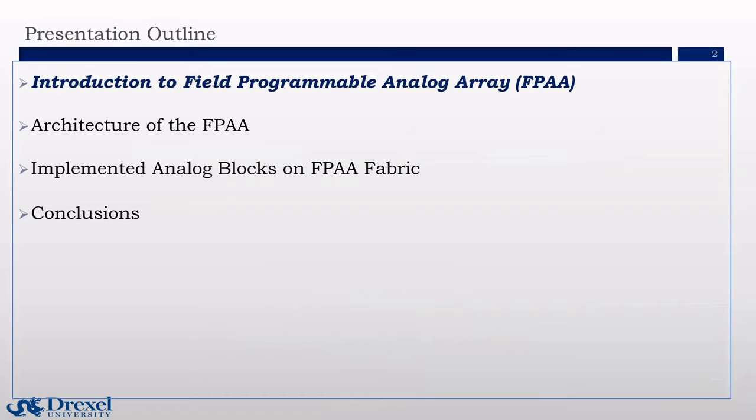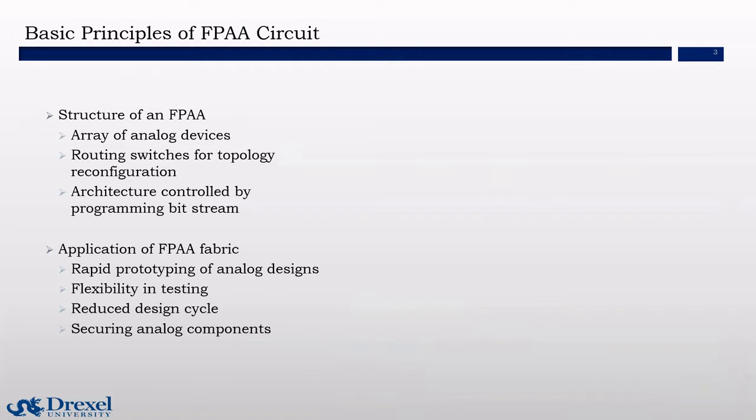My talk will start with an introduction to the Field Programmable Analog Array. The field programmable analog array is an array of analog devices. Routing switches are usually added to configure the FPAA into different applications. The bit stream is used to program the FPAA fabric. By implementing analog designs on the FPAA, the designer is able to prototype an analog design faster. Other advantages include flexibility in testing, reduced design cycle, and secure analog components.